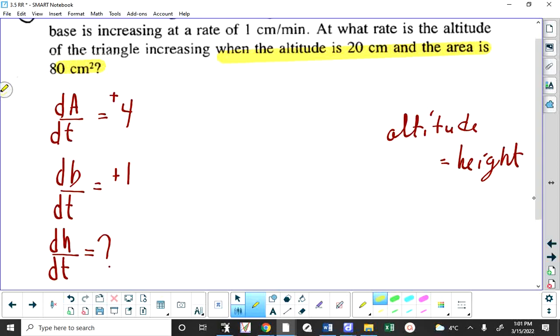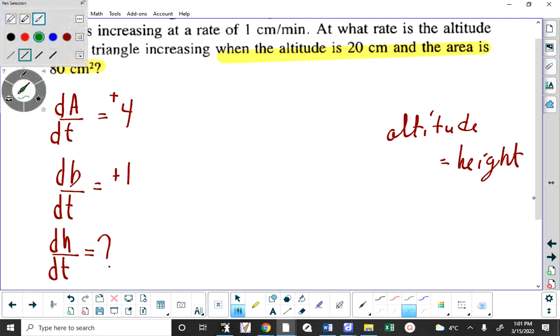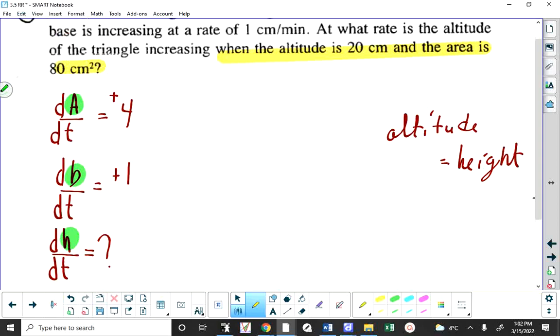So this is our list of variables written as rates of change. There's a rate of change of the area. There's a rate of change of the base. There's a rate of change of the height. So we need a formula relating those 3 variables. And it's okay to have 3 variables because we have 3 rates of change there. So the formula is A equals 1/2 the base times the height. And that's step 1. We're ready to differentiate at this point in time.